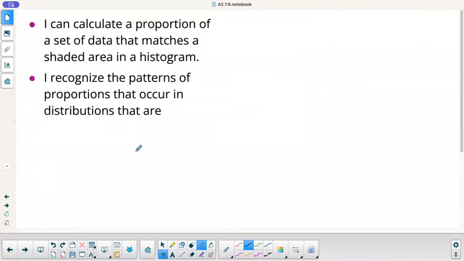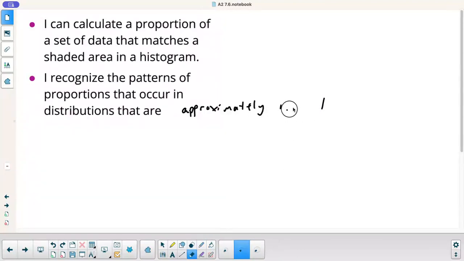So back to our goals, I can calculate a proportion of a set of data that matches a shaded area in a histogram. And I recognize the patterns of proportions that occur in distributions that are, I think we're supposed to say, approximately normal. Okay. Okay. Man, that's terrible writing. Rewrite that.